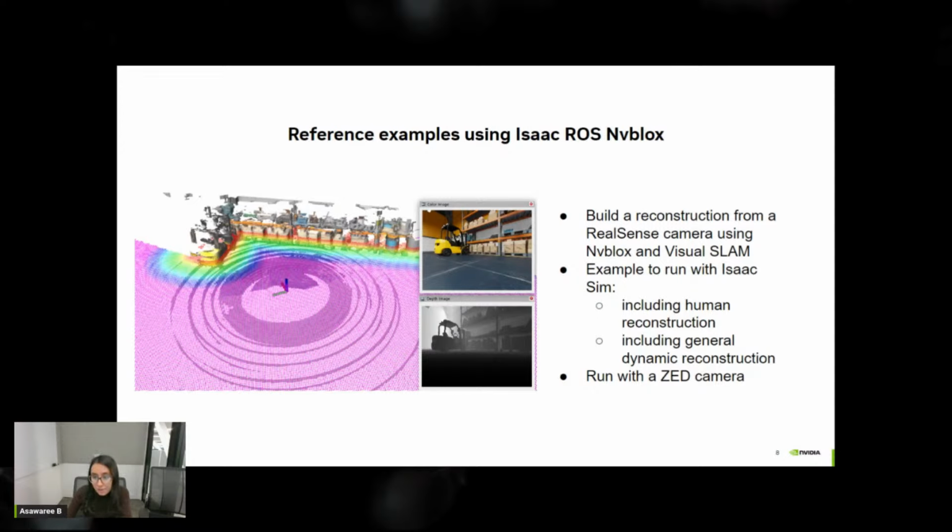Then if you have a Z camera, there's an example showing static reconstruction using a Z camera as well. And I don't think we currently have the human reconstruction or general dynamic reconstruction example for that, but I believe you can use some of the reference files from the other examples to get that working with the Z camera as well.